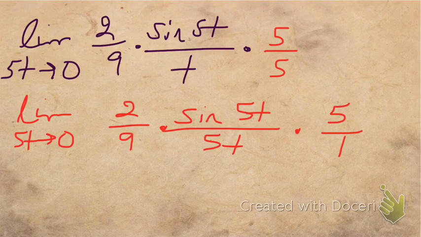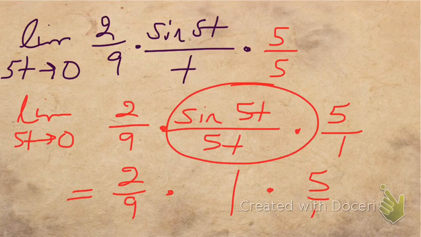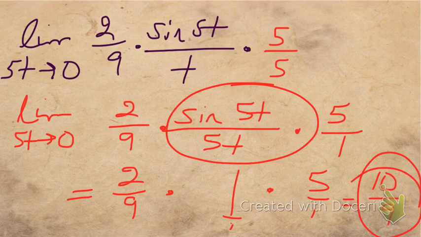We can use our special trig limit whenever we have the sine of something divided by that same thing. That's just 1. So to evaluate this limit, we've got 2/9 times 1 times 5, or 5 over 1. This 1 is the same as 1 over 1. If we multiply our tops and bottoms, we end up with 10/9. Who knew? That's our limit.